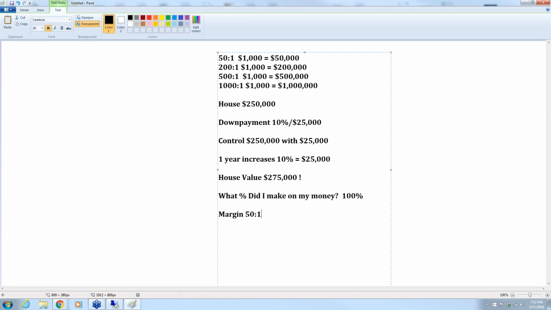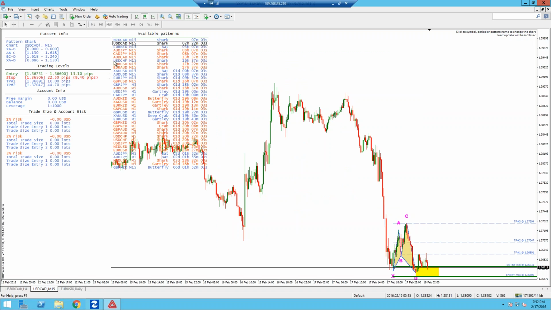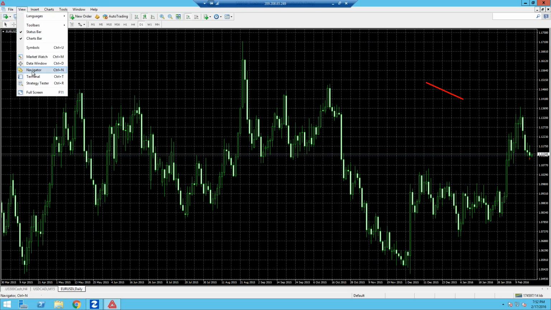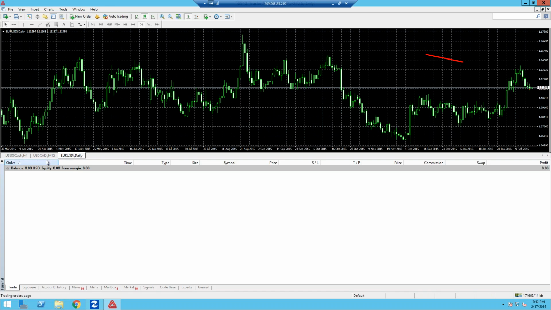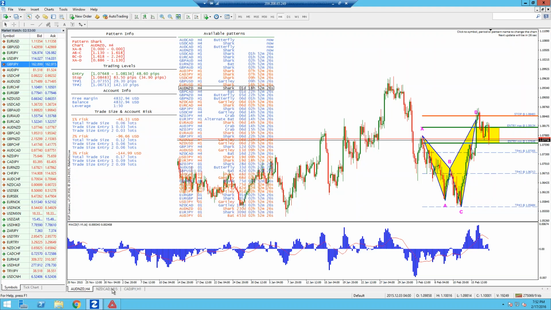So they have what's called a standard lot, mini lot, and micro lot. So when you're looking at the markets and we're trading the markets, they all have different trade sizes. For example, let me do this other one. That's better.